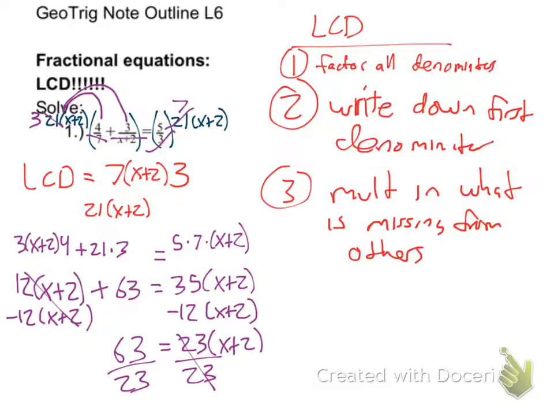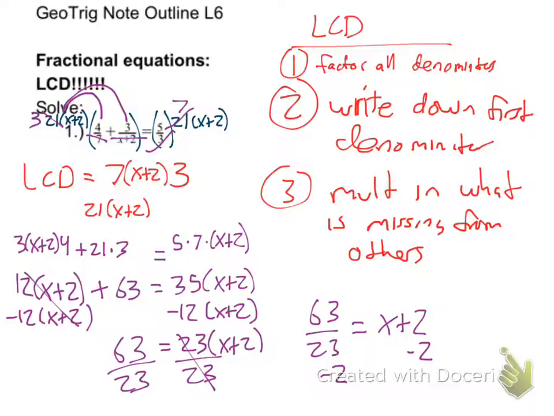This is gone. So I get 63 over 23 equals x plus 2. Uh-oh. Can I reduce 63 over 23? No. I don't think I can. 23, I think, might be a prime number, right? But that means I got to subtract 2 from both sides. But unfortunately, that's a fraction, that's a whole number.